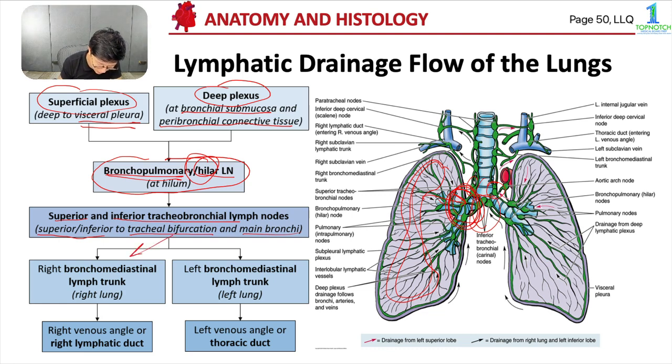The lymph then goes, kapag sa right lung, sa right bronchomediastinal lymph trunk. Kapag sa left lung, sa left bronchomediastinal lymph trunk. Tapos kapag sa right, pumunta siya sa right lymphatic duct. Sa left, sa thoracic duct.